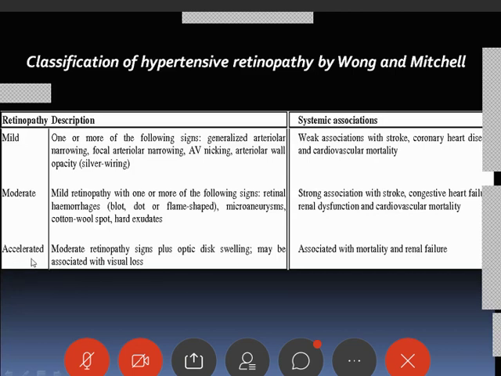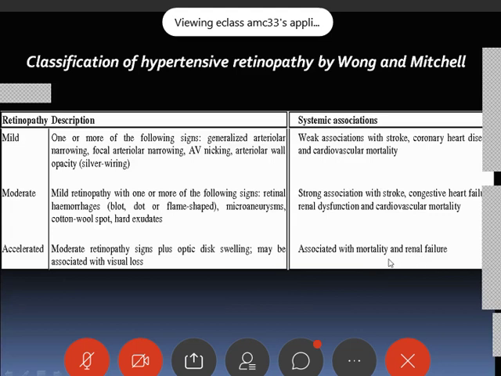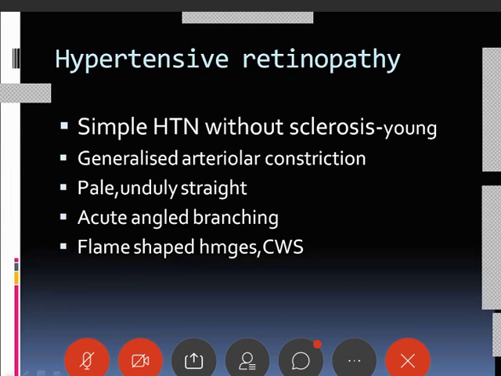The third one is accelerated or malignant retinopathy, characterized by moderate retinopathy signs plus optic disc swelling, papilledema, which may be associated with visual loss. It is associated with mortality and renal failure. So this is the Mitchell-Wong classification.